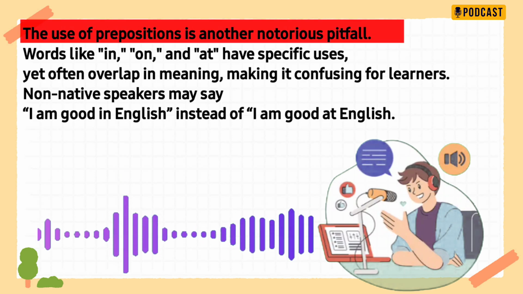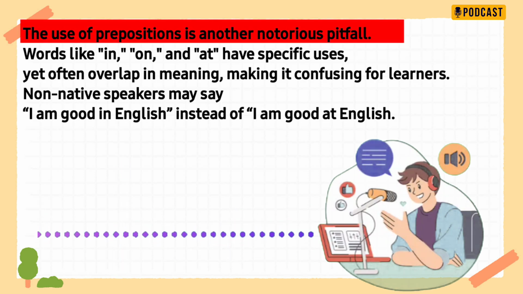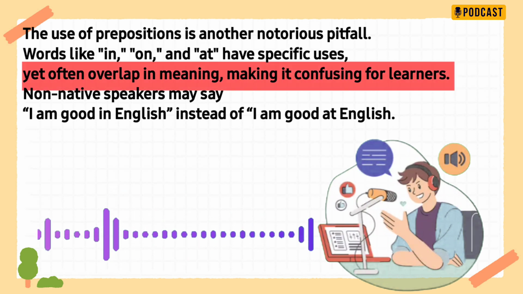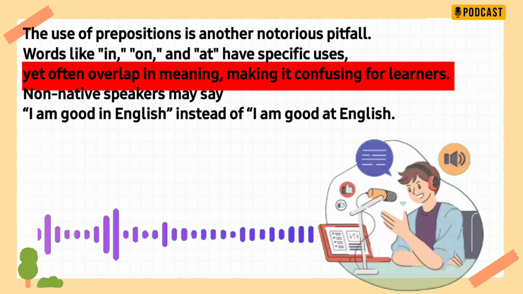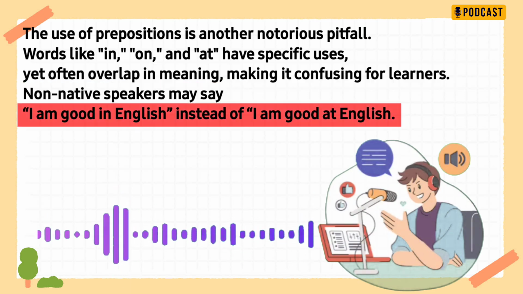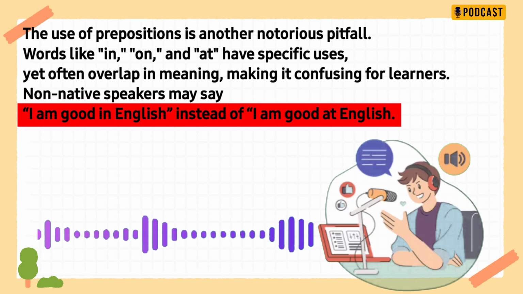The use of prepositions is another notorious pitfall. Words like in, on, and at have specific uses, yet often overlap in meaning, making it confusing for learners. Non-native speakers may say, I am good in English, instead of, I am good at English.